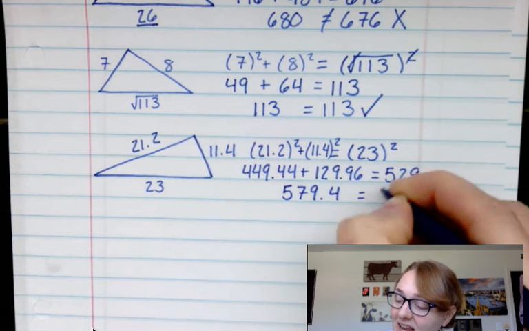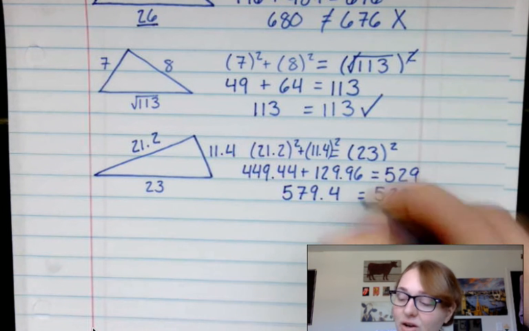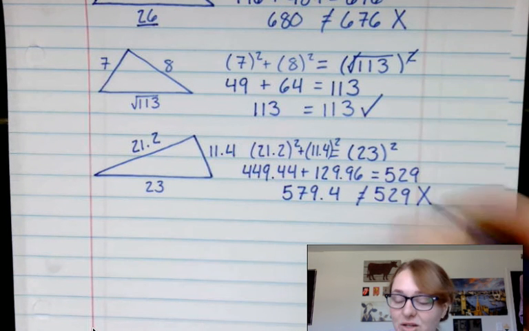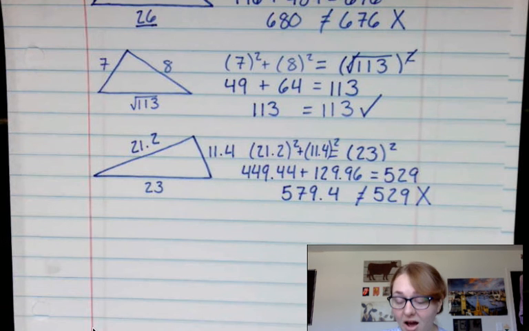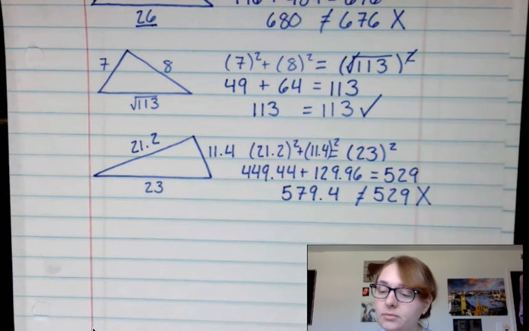579.4. And is that equal to 529? No, they are not. So I'm going to put an X right there, showing that these are not equal and that this is not a right triangle.